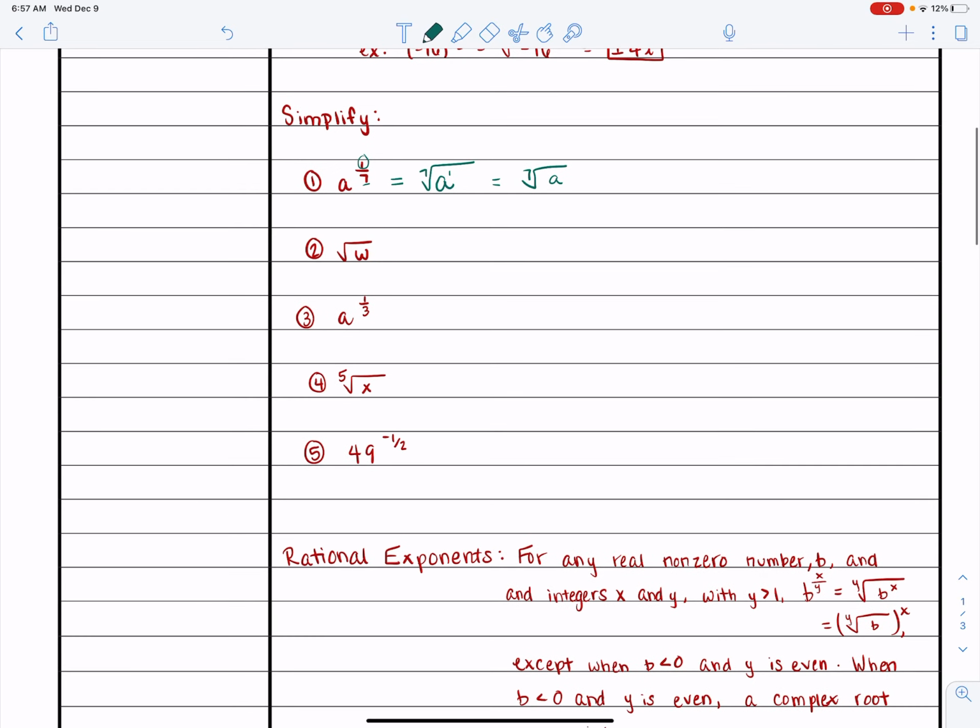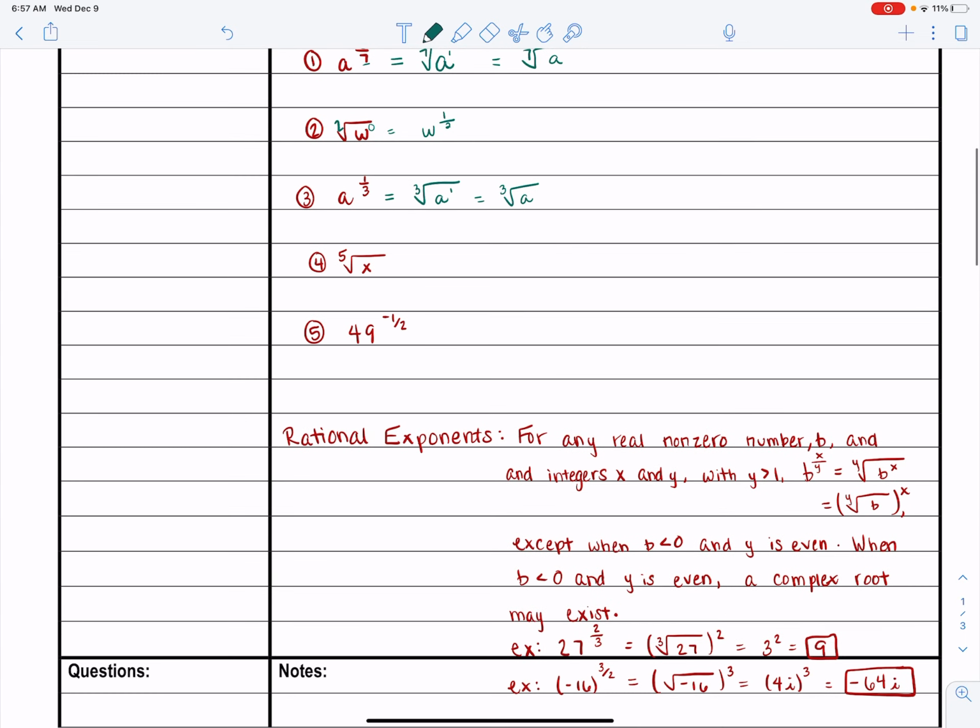The square root of w, remember a square root is understood to have a 2 here. So I have w, and 2 is the denominator of my exponent. There's no exponent on w, so then it's going to be w to the 1/2. A to the 1/3 is the cube root of a to the first power. The denominator becomes your root, and the numerator becomes your power. I don't need to write the 1, so it's really just the cube root of a.